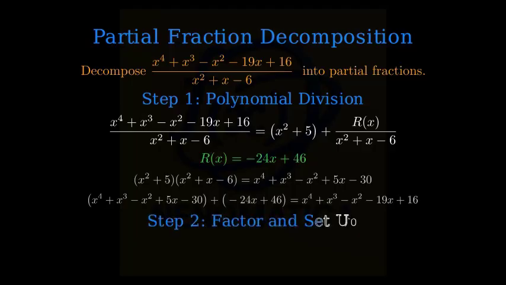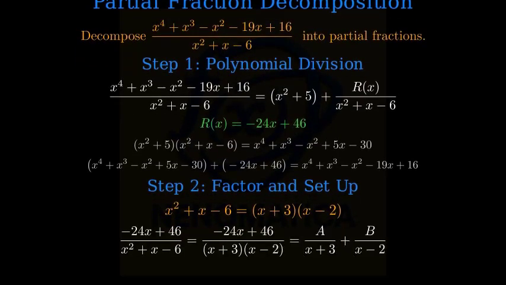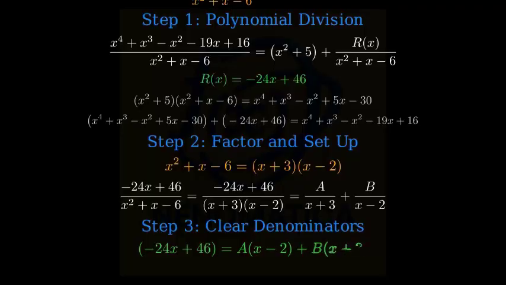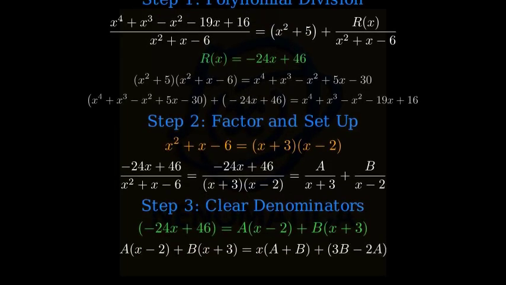Step 2. Factor the denominator and set up the partial fraction form. The denominator factors as x plus 3 times x minus 2. So the remainder part becomes a over x plus 3 plus b over x minus 2. Step 3. Clear denominators and equate numerators. Multiply both sides by x plus 3 times x minus 2. We get negative 24x plus 46 equals a times x minus 2 plus b times x plus 3.